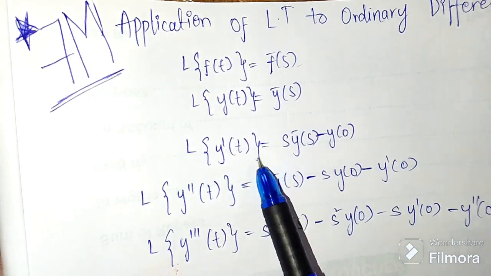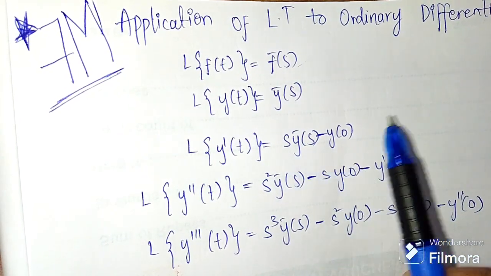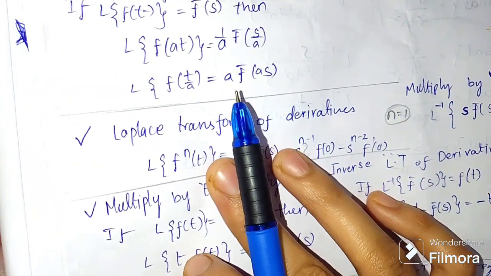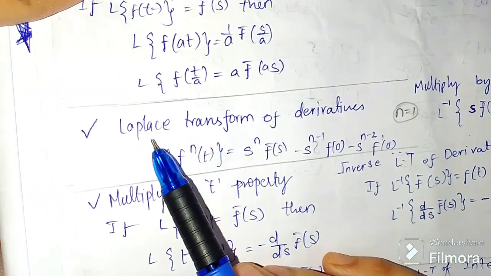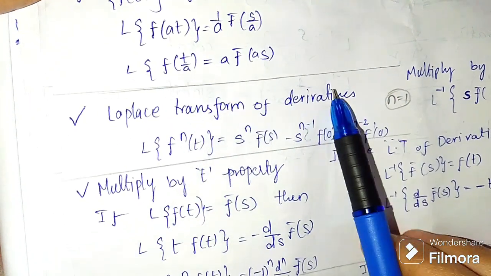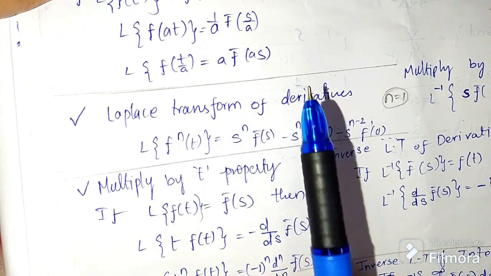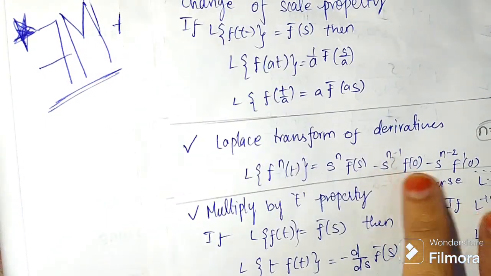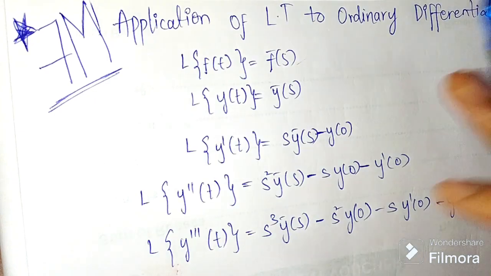Laplace of y dash of t is s into y bar of s minus y of 0. I have already told you from the start that we will be using this property in the last topic that we have come to here: Laplace transform of derivatives. If n is 1, that means one time derivative, so I will get s into y bar of s minus y of 0. Okay, so this we are using here.